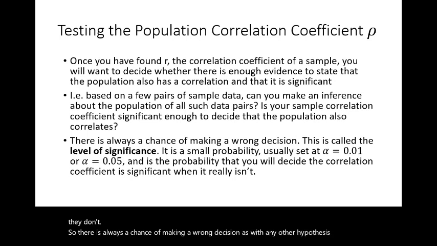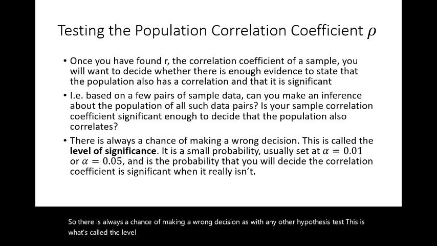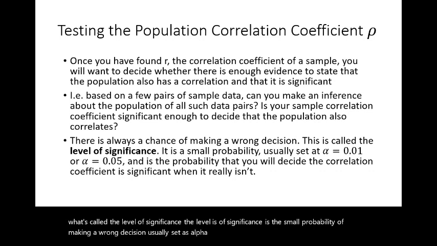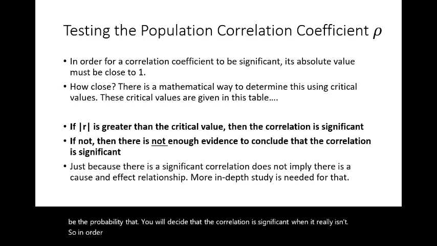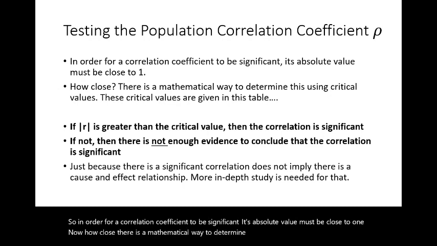There is always a chance of making a wrong decision, as with any other hypothesis test. This is what's called the level of significance. The level of significance is the small probability of making a wrong decision, usually set as alpha equals 0.01 or alpha equals 0.05. It is the probability that you will decide that the correlation is significant when it really isn't. In order for a correlation coefficient to be significant, its absolute value must be close to 1. Now, how close? There is a mathematical way to determine how close is close enough to be strong, using what are called critical values.